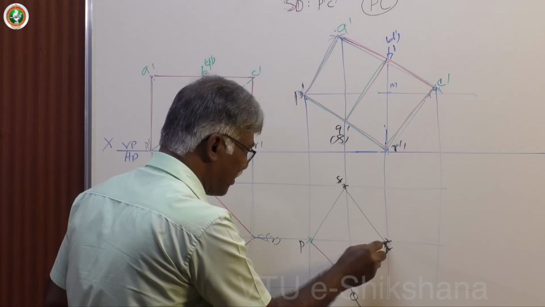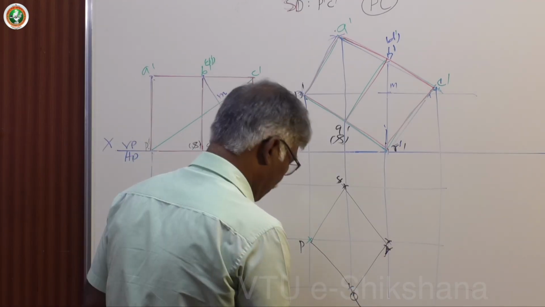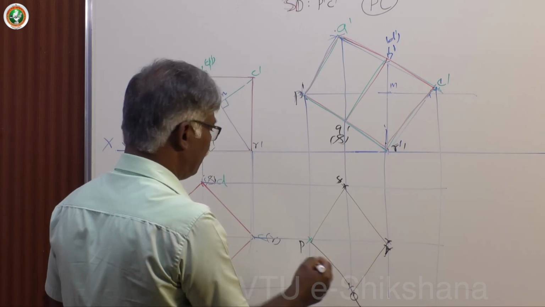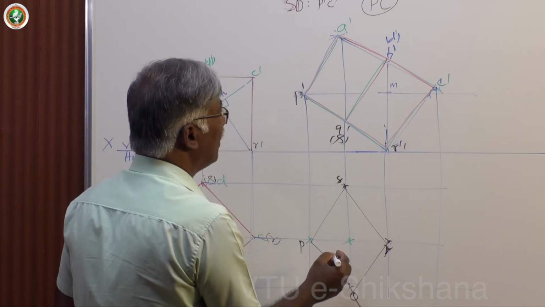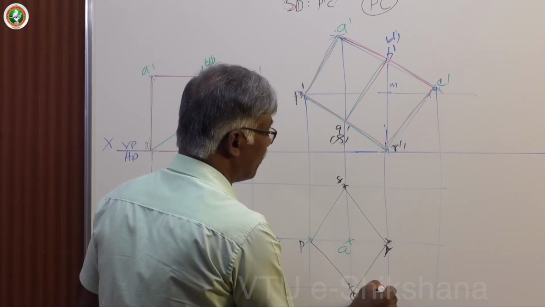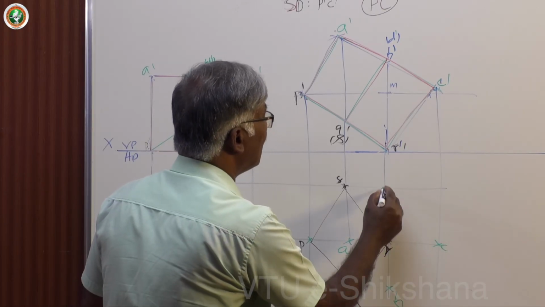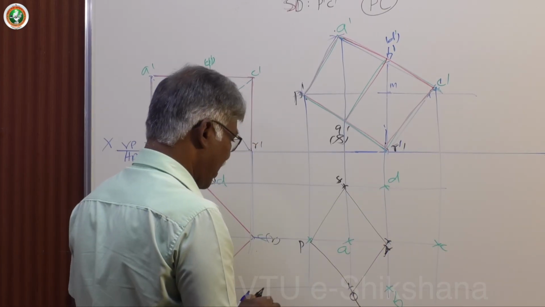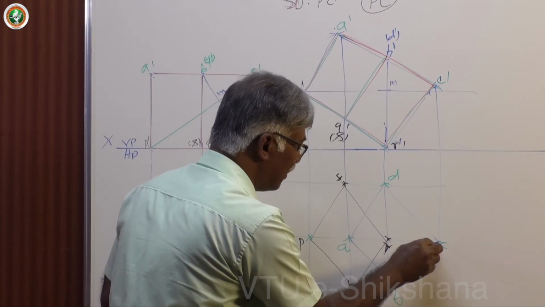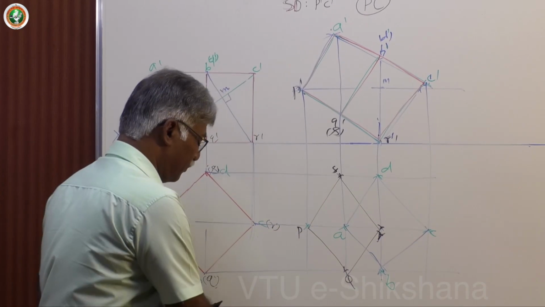Join them with light lines. Next, the same point will be your A, this one is B, this is C, this one is D. Join them. Let me use a different color so that you can understand. This is A, B, C, D.